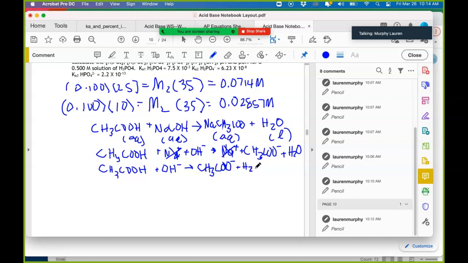Which is definitely different looking than our net ionic from our strong titration. What was our net ionic from strong? H plus OH minus makes water. That's not what it looks like when there's a weak species.